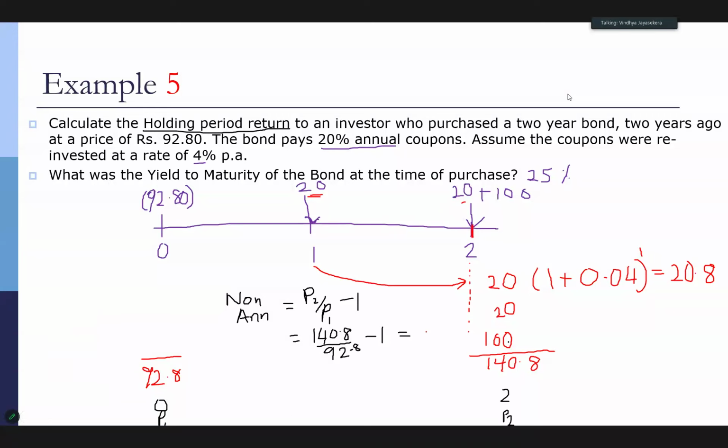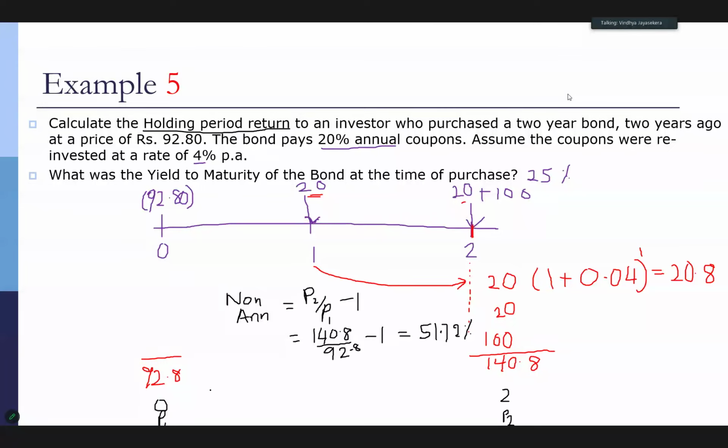51.72%, it should be in percentage terms, guys, right? That makes sense, right? I purchased a bond at 90 rupees. Now I have 140 rupees at the end of the period. So I've made a 50% gain on my investment on a non-annualized basis.